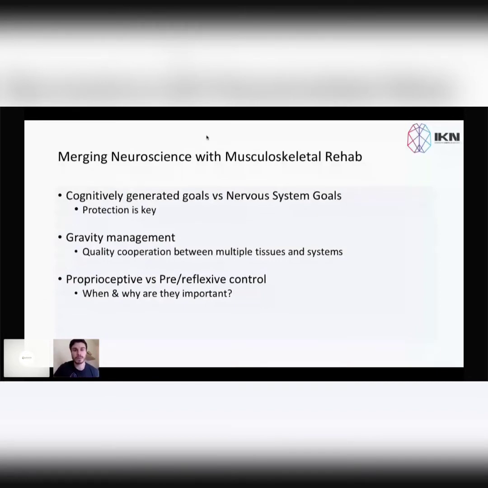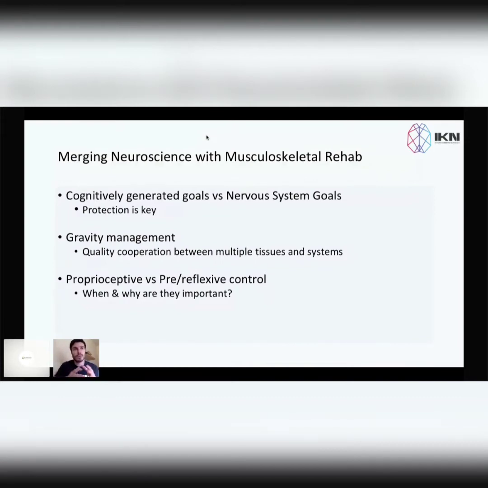We like to call these cognitively generated goals versus nervous system goals. Because when a client comes to see you, they have a cognitive experience. They have a feeling of pain in a certain area, and they're coming to you for the pain, but also for the way that pain makes them feel, right? And that feeling is unique to them.